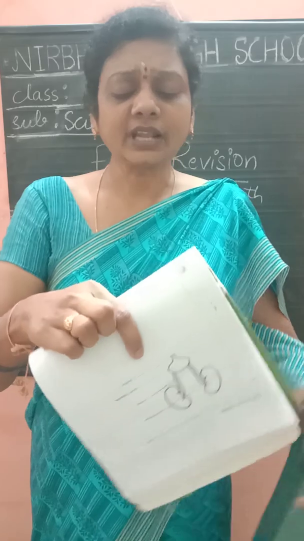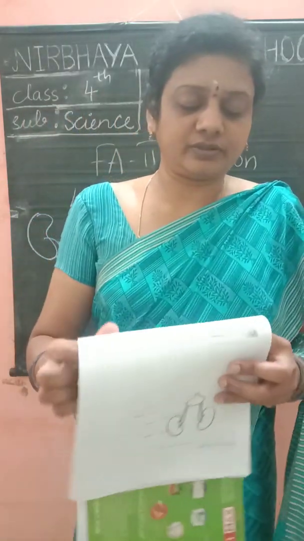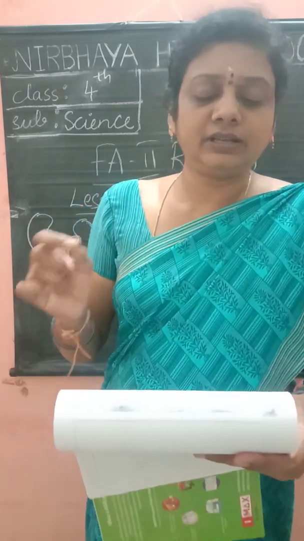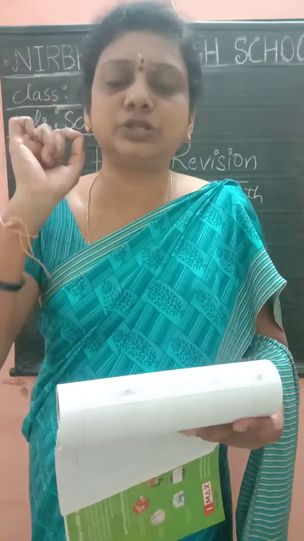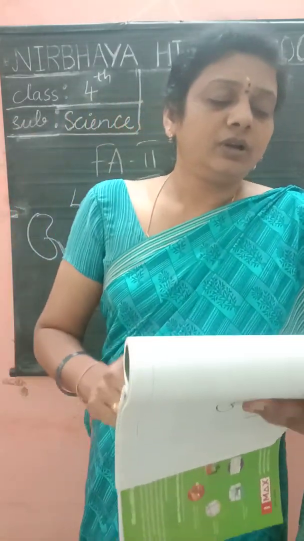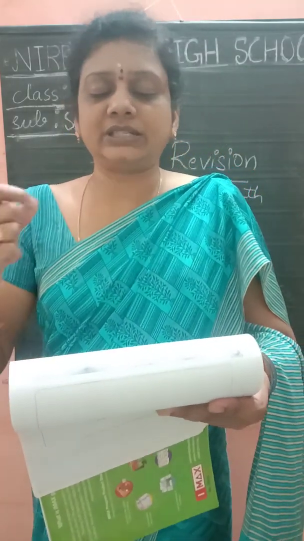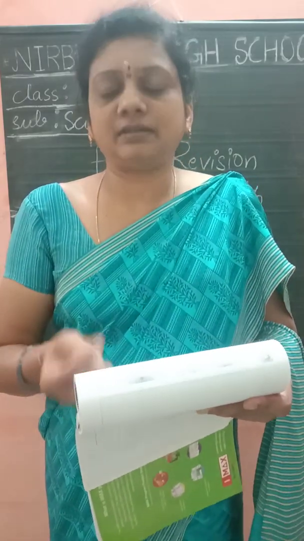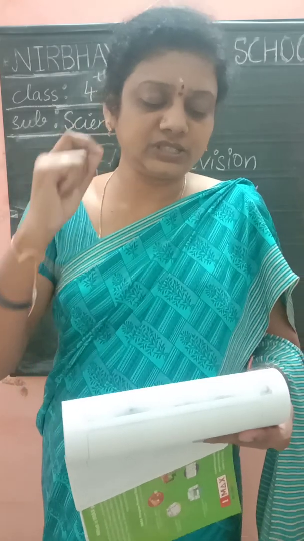And next children, it is true or false. The eighth one, the urinary bladder stores urine. Is it true or false? Yes, it is true. The ninth one, oxygen is thrown out as a waste by lungs. True or false children? Yes, it is false.